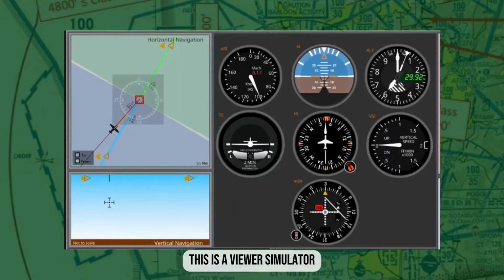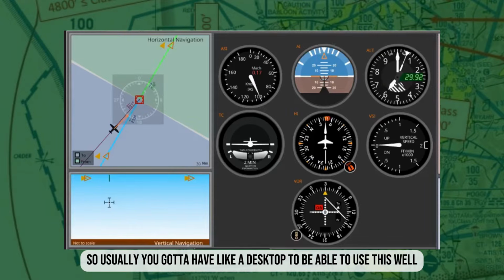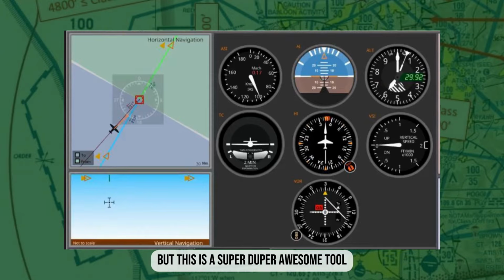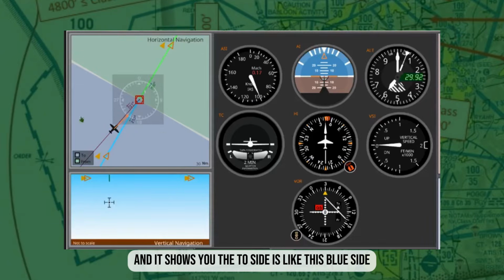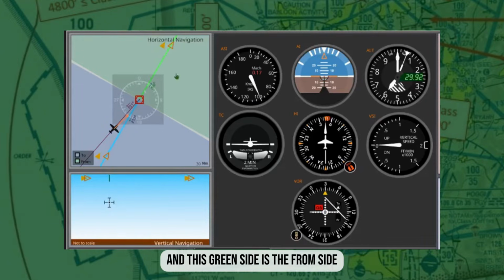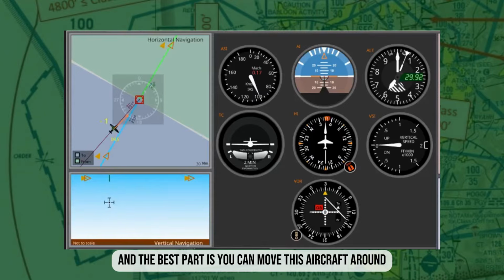This is a VOR simulator. It uses Flash, so you usually have to have a desktop to use it well. But this is a super awesome tool. This is how I learned VORs. It has a VOR right here and a little aircraft, and it shows you the to side is this blue side, and this green side is the from side. And the best part is you can move this aircraft around.